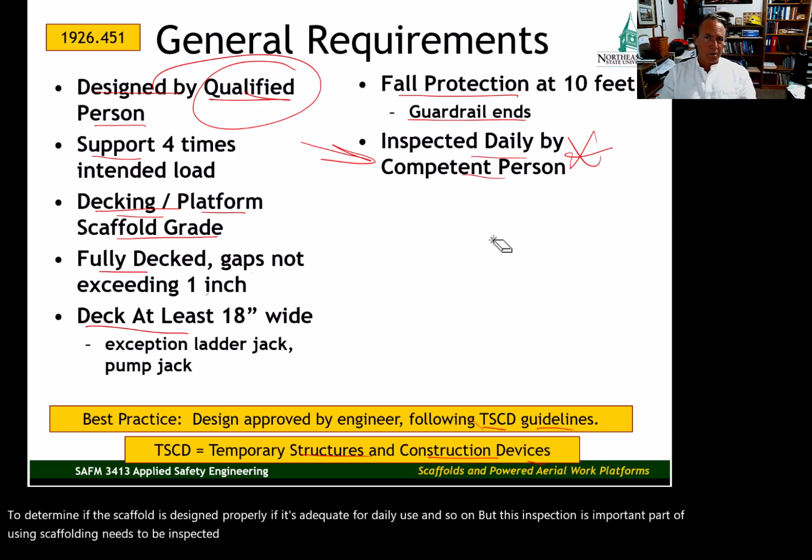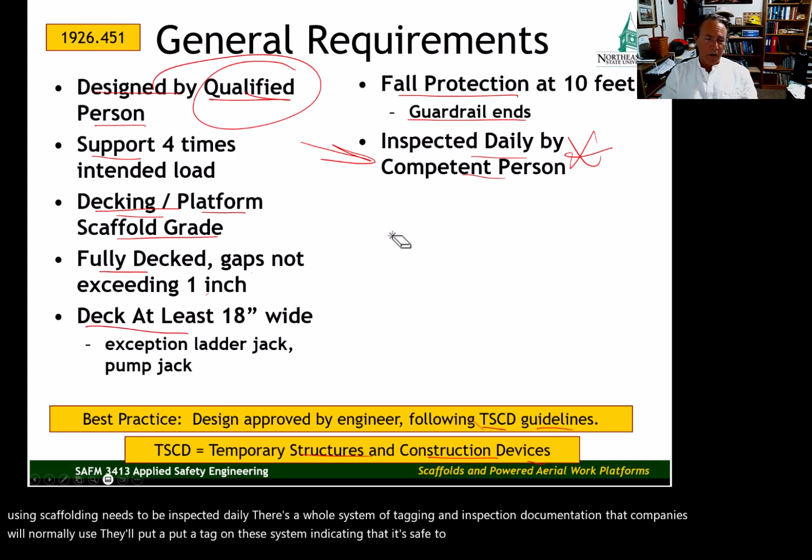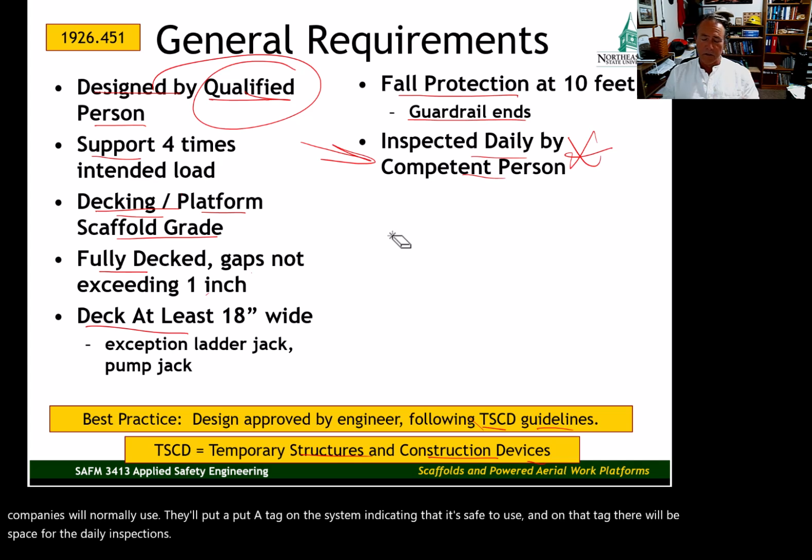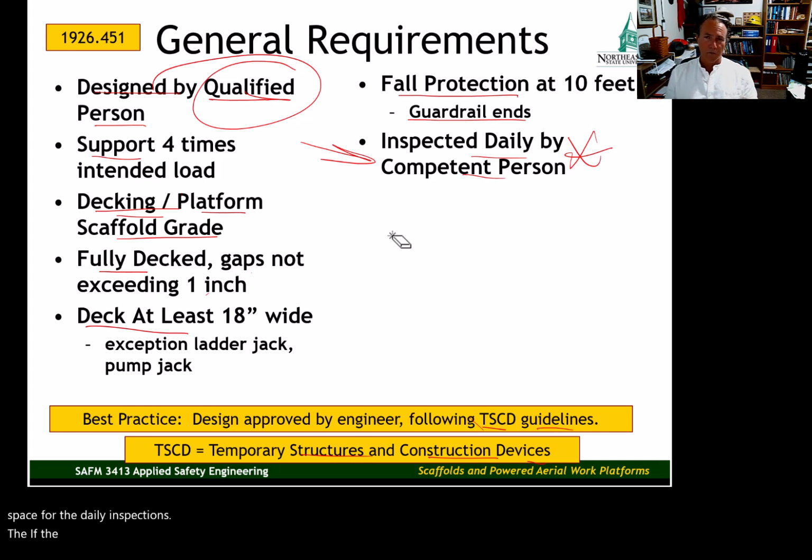There's a whole system of tagging and inspection documentation that companies will normally use. They'll put a tag on the system indicating that it's safe to use, and on that tag there will be space for the daily inspections. If the scaffolding is not suitable for use, it will be tagged out using a similar tag.